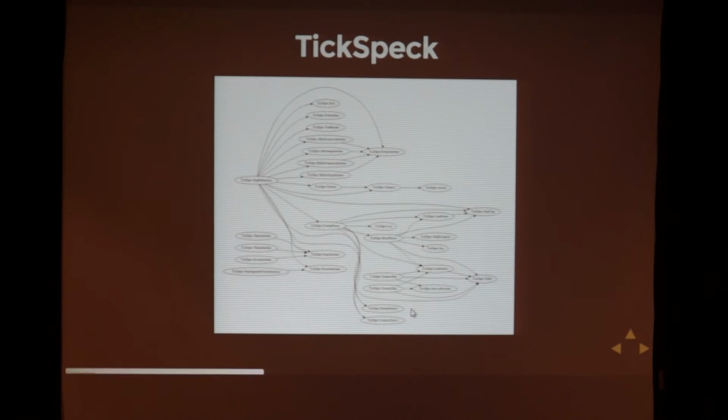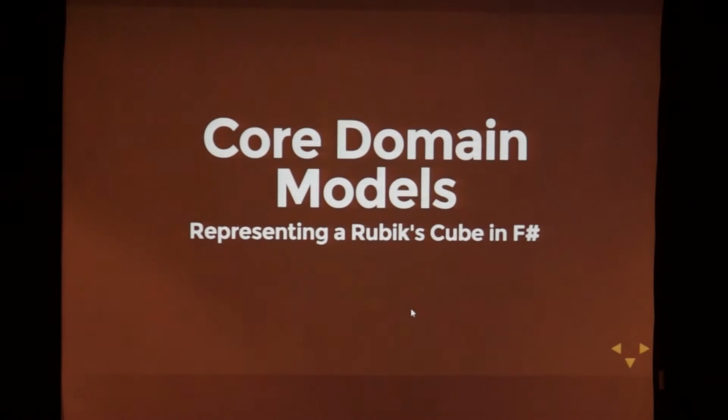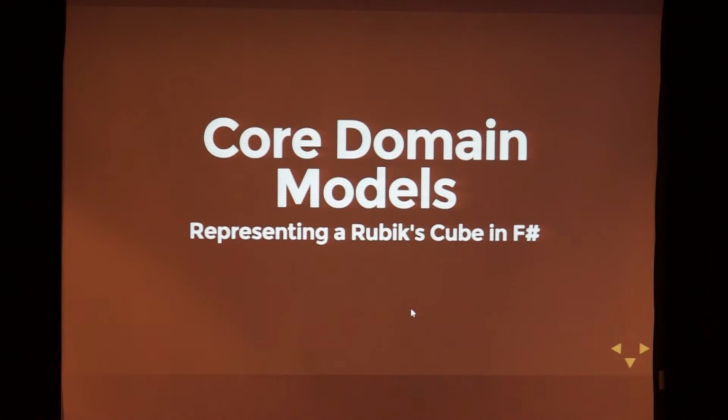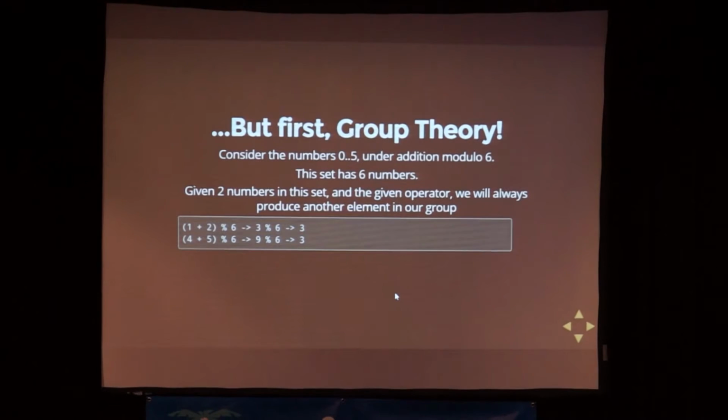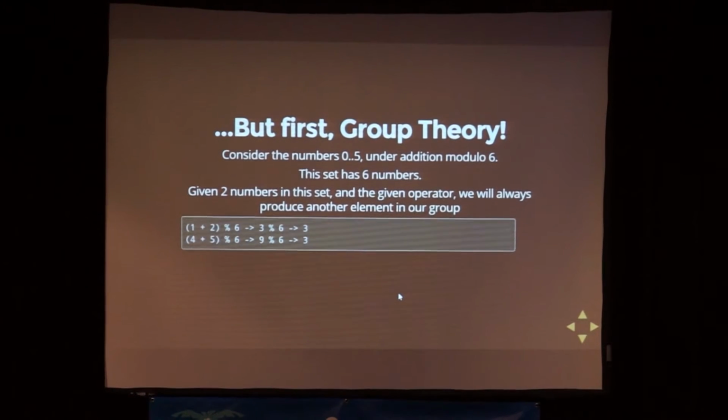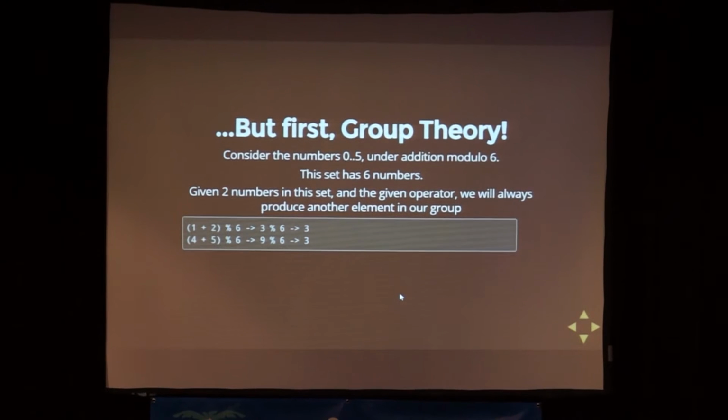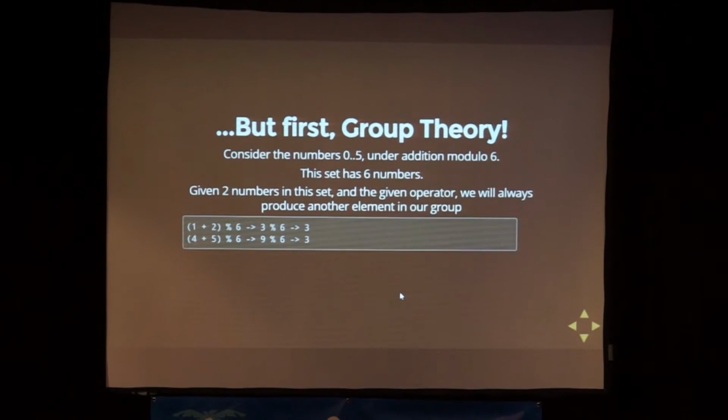But anyway, I'll stop selling F# for a little bit, and I'll start actually showing you some more code. So the first thing we want to do is represent this thing in F#, because it's just a great language. Before we do that, we're going to talk about group theory for like 2 minutes. So imagine the numbers 0 through 5 under addition modulo 6.